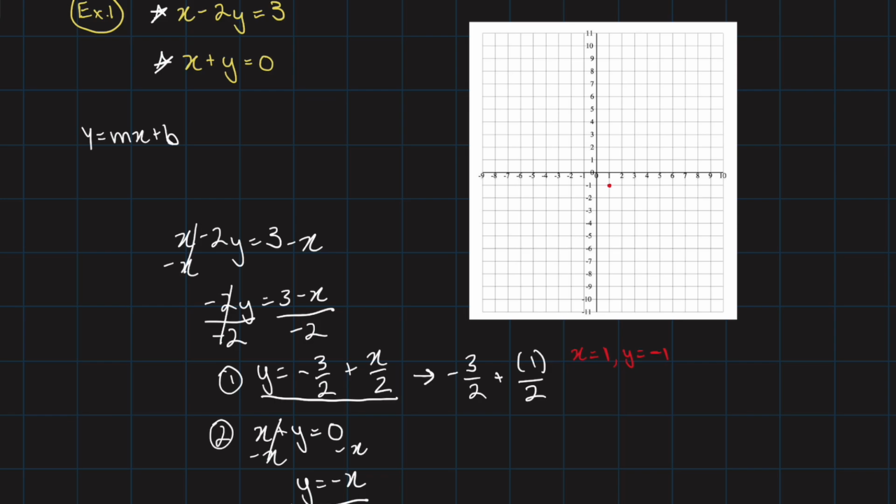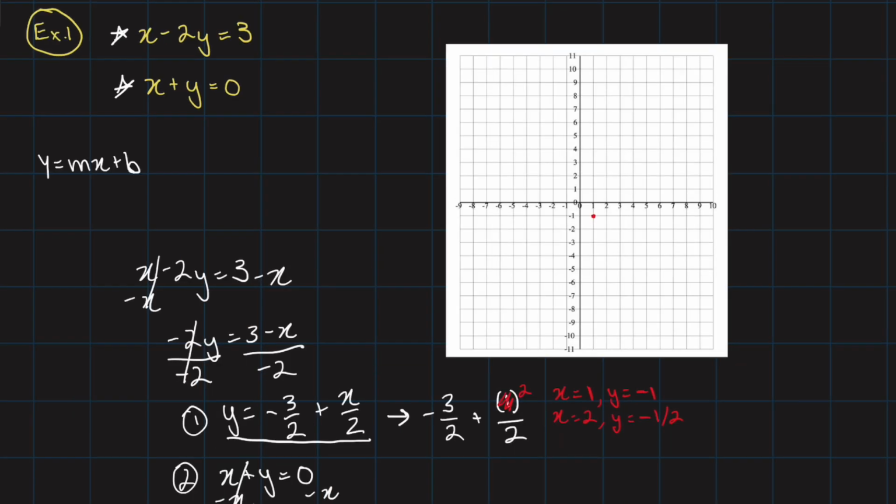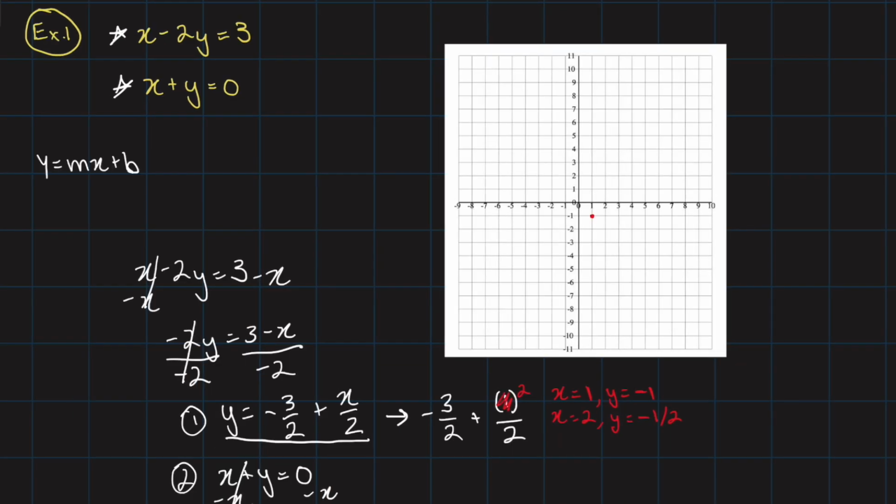Then we put in another value. Let's say when x is 2, so then this becomes 2. Negative 3 plus 2 is negative 1 over 2. So when x is equal to 2, y is equal to negative 1 over 2, which is negative 0.5. So x is 2, and y is negative 0.5. We're going to plot it where y is between 0 and negative 1.